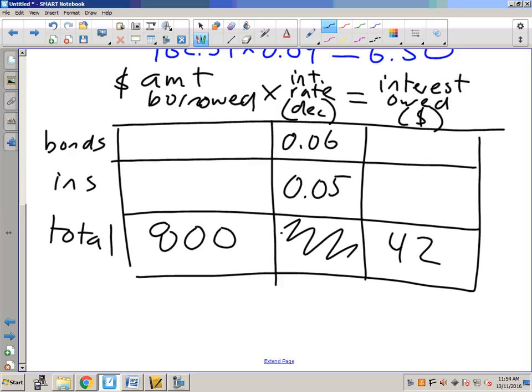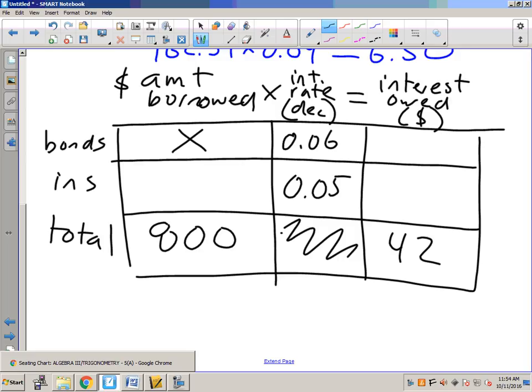I think now it's time to start putting some X's in. We want to figure out how much we're going to borrow from the bonds for sure, and also how much from the insurance. So let's call this X. And do we want to call this, for the insurance, Y, or do we want to get tricky like we did in the last one? Don't call it Y. What can we call it instead?